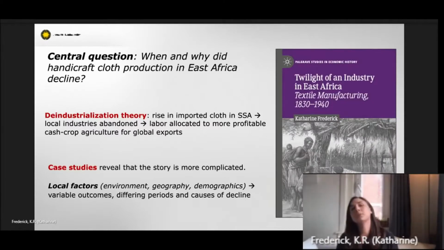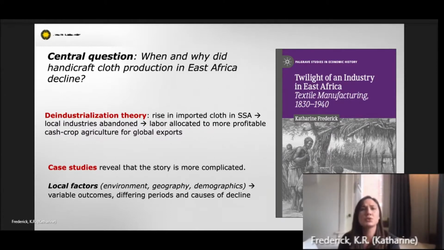First, to give a little bit of a broader context about this, this case study comes from a recent book that I published, which explored when and why traditional textile industries declined in East Africa. For many, many decades, the traditional argument about why this occurred has come from what's called deindustrialization theory. This theory basically focuses on external global forces as the cause of a decline in textile industries throughout sub-Saharan Africa.